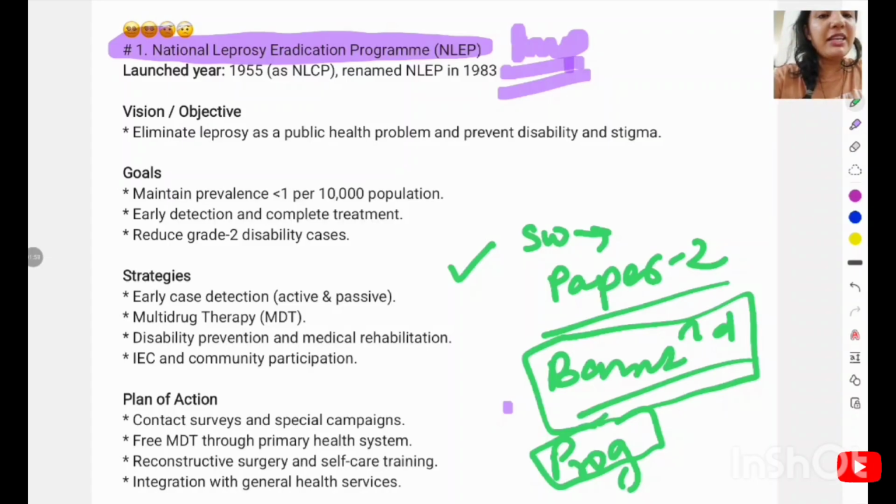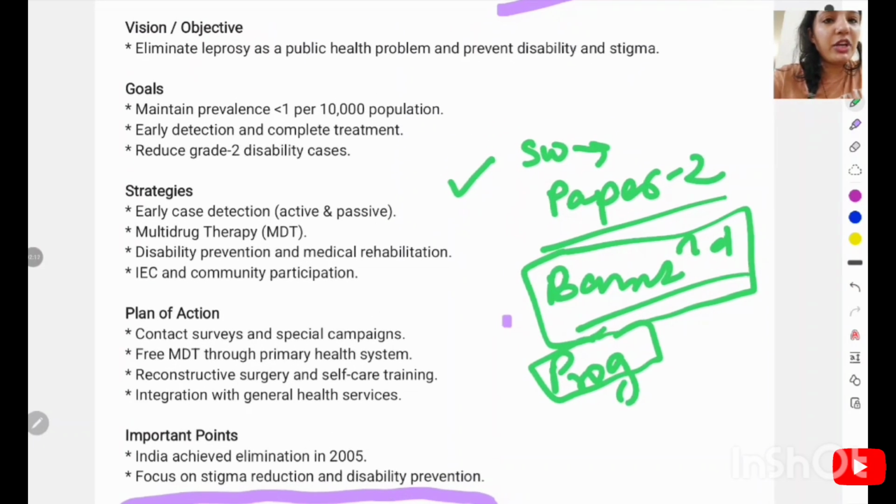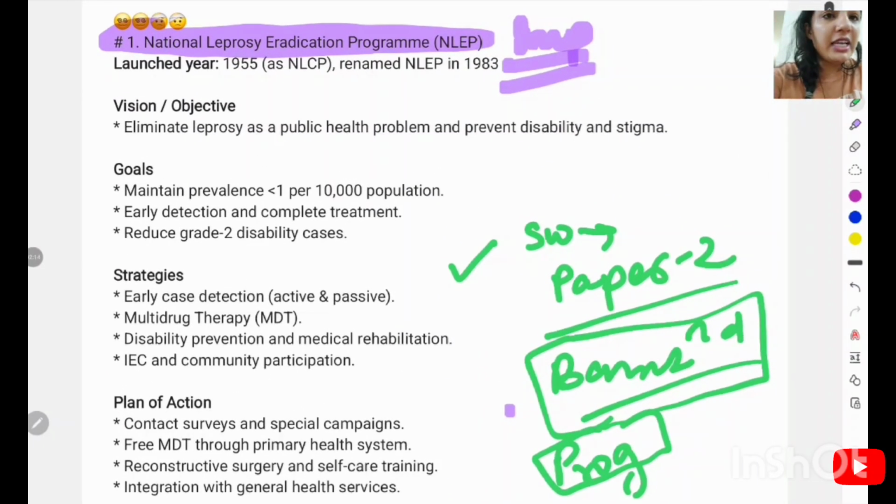So the first program given is the National Leprosy Eradication Program, also known as NLEP. Actually it's a very big program, but here I have written only the concise and important points. Okay, so the launching year is 1955. When it was launched in 1955, it was known as the National Leprosy Control Program, NLCP. But after that, when multi-drug therapy came in 1982, it was renamed as the National Leprosy Eradication Program in 1983 with the use of multi-drug therapy.